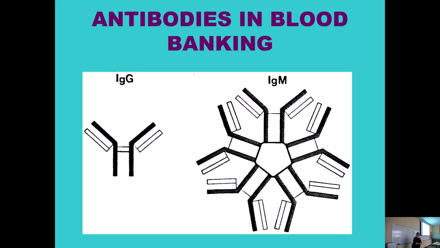Okay, so the antibodies we're talking about in blood banking, IgG and IgM. Just by looking, what's different? Size. Yeah, that's going to be the obvious one. Anybody know any of my antibodies yet? These are my reacting sites. What's something else you notice? Which one has more reaction sites? IgM. It's bigger, more binding sites. Okay.